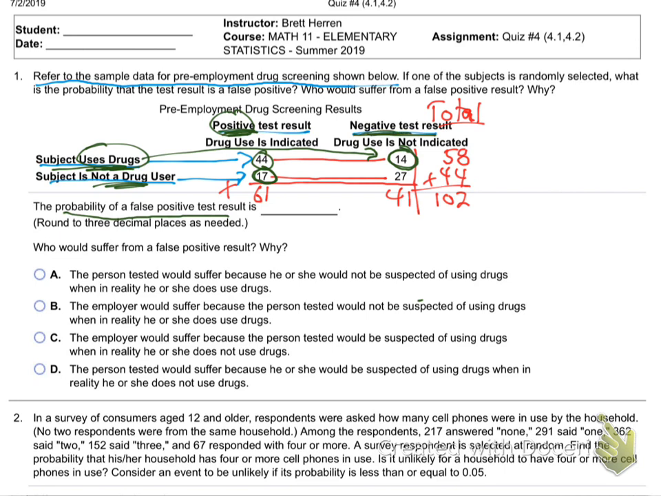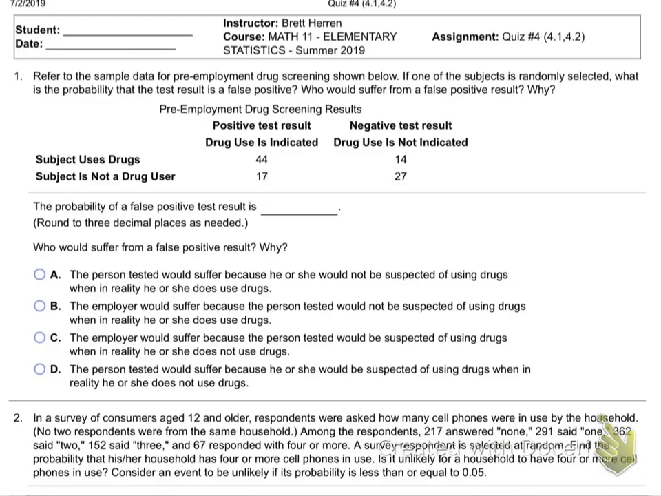The drug test said negative result, and really they are a drug user, those 14 people. These 27, negative test result, they're in this column, and they're not a drug user, so that's the truth. The 27 people, it said they're not, and they really are not a drug user because they're in the bottom row. Okay, so with all that said, let me get a fresh screen here after I wrote all over that one. Let's put these totals again.